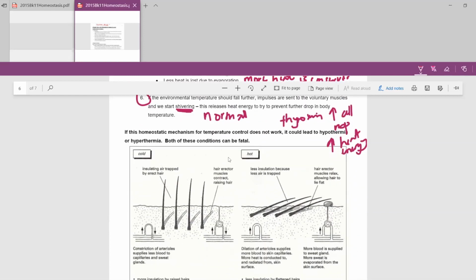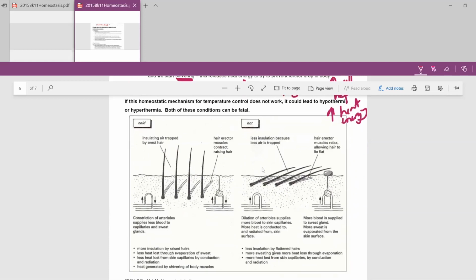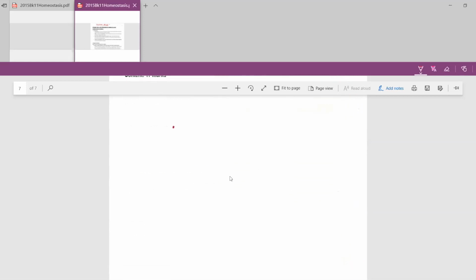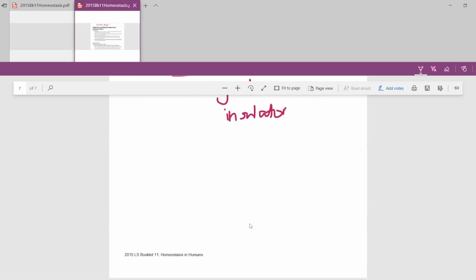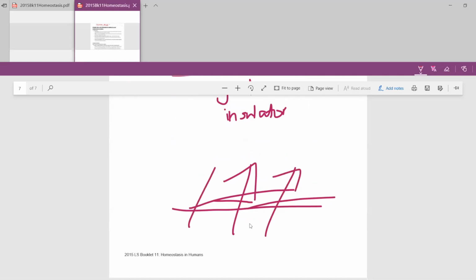And then there's your two pictures. I'd like to still teach you about the hair, even though it's not in your syllabus. So if I draw the hair on a cold day, so there's your hair. The hair stands up. And the reason why the hair stands up is because the erector muscle contracts and causes the hair to stand up. And the hair traps a layer of air, and air is a good insulator, meaning it will slow down the loss of heat by radiation. On a hot day, you want the hair to lie flat, no air is trapped, and more heat is lost by radiation.